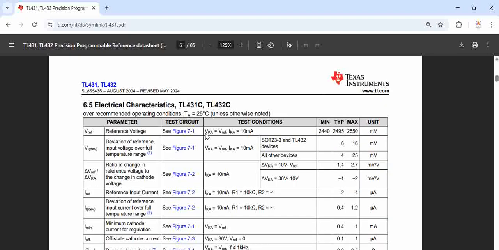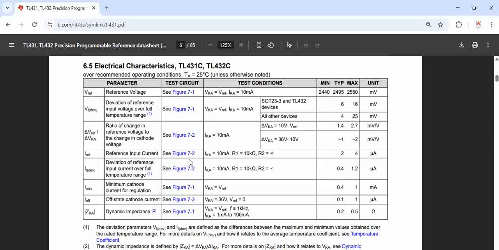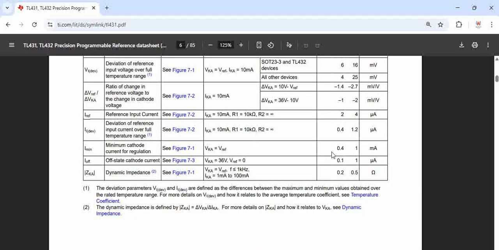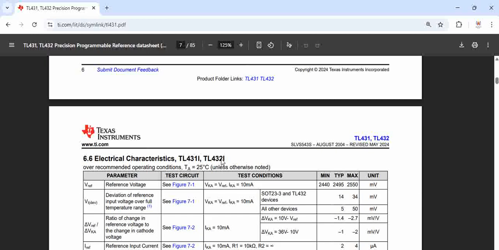Now if you see the another important parameter here is the IREF. So IREF is nothing but the amount of current that is flowing into the reference input of this TL431, which could be maximum 4 microamps, which is also not so power consuming, but in power critical applications this current is a little higher. But in general applications 4 microamps is a good current.